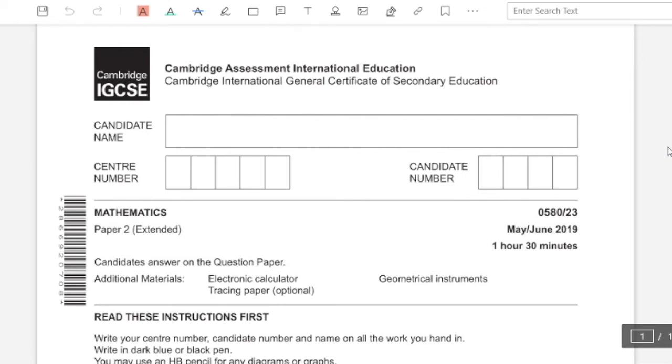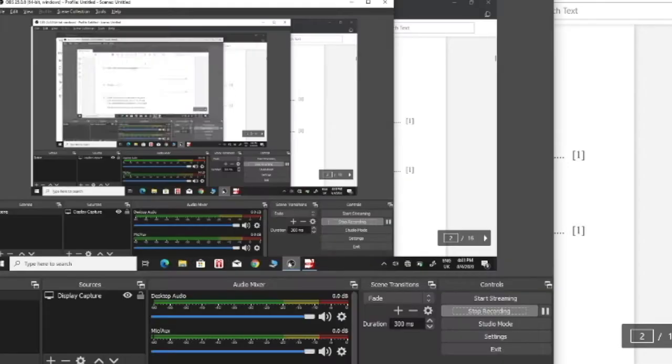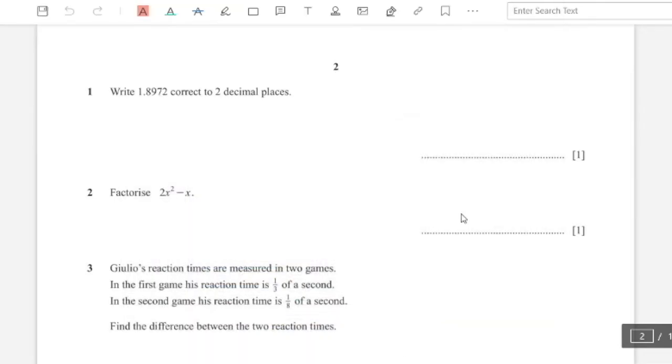Here today I'm going to be solving paper 2 variant 3 of May June 2019 0580 mathematics. Starting with question number 1. Write 1.897 correct to 2 decimal places. So we'll have to round off 9, which would become 0, and this 8 would become 9.